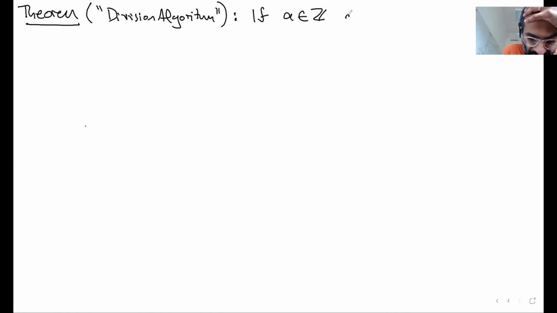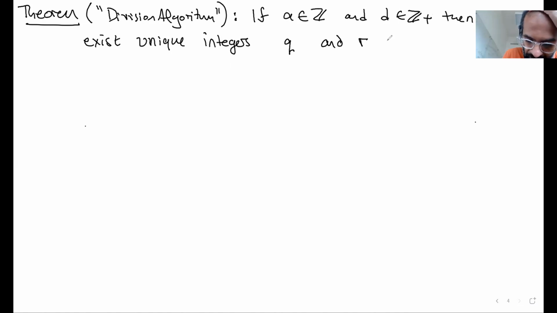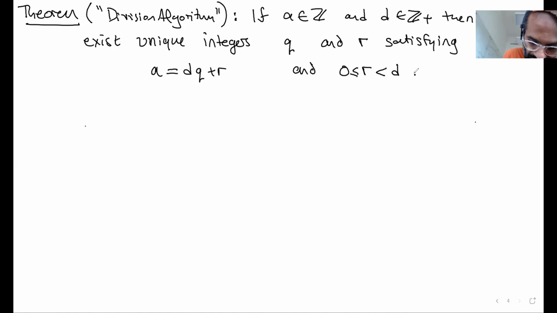If A is an integer and D is a positive integer, then there exist unique integers Q and R satisfying two properties. A is equal to DQ plus R, and R is non-negative and strictly smaller than D. That's called the division algorithm.